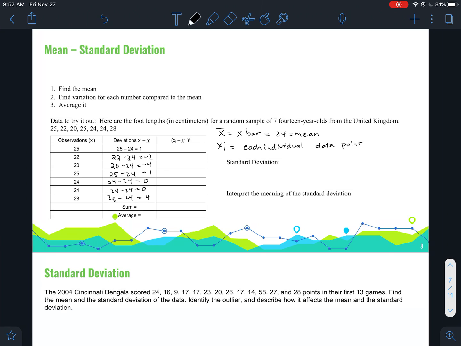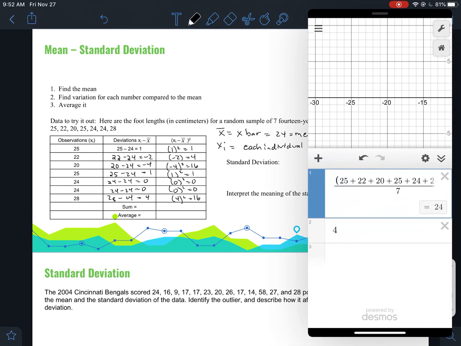So now we are going to notice how some of them are negative. To deal with the negatives, we're going to square all of those. So 1 squared, which is 1. Negative 2 squared, which is 4. Negative 4 squared, which is 16. 1 squared, which is 1. 0 squared, which is 0. 0 squared, which is 0. And 4 squared, which is 16.